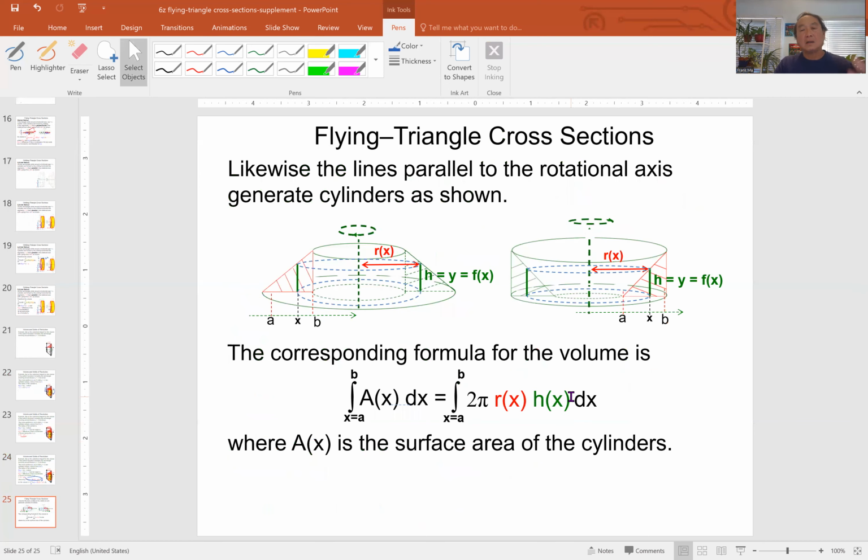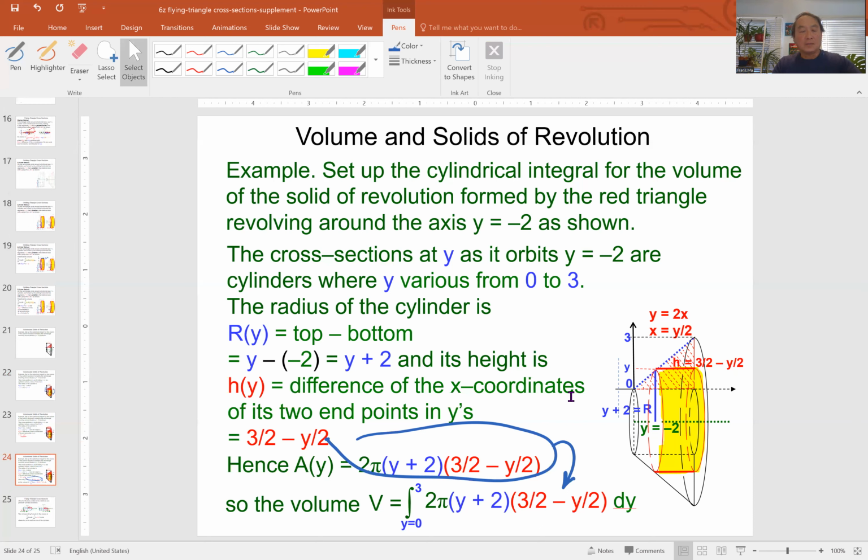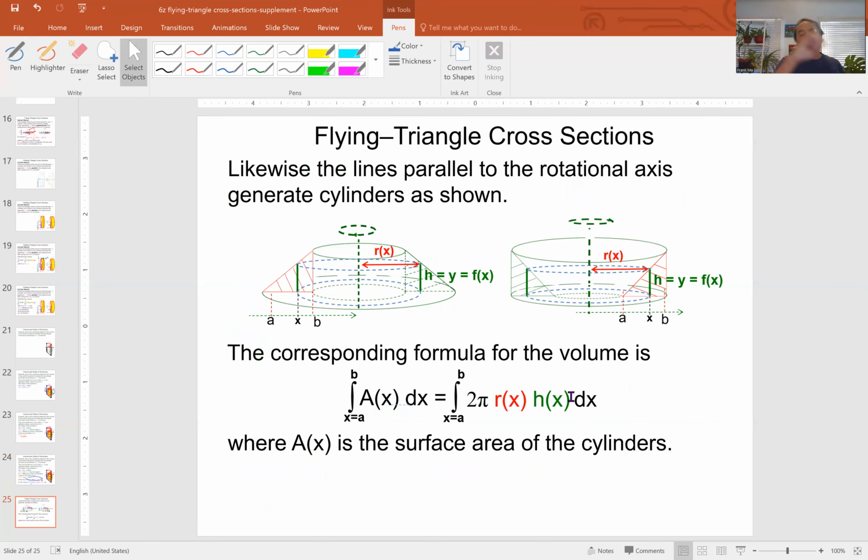And here is the formula for the horizontal case, but using the cylindrical method. This is the case one more time of rotating the integral along the x-axis, and rotating around the y-axis.